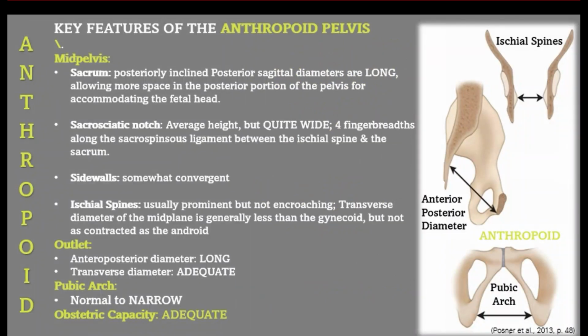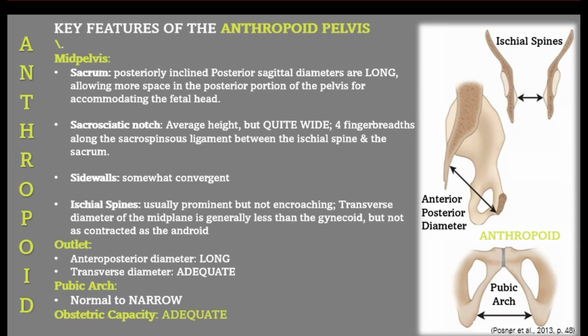Some key features of the anthropoid pelvis. In the mid-pelvis, we talked about the 4 diameters: the AP, transverse, posterior sagittal, and the anterior sagittal. The AP diameter is long, and the other 3 diameters are adequate. This is another good, roomy pelvis to have a baby. The sacrum is posteriorly inclined, and the posterior sagittal diameters are long throughout the pelvis, allowing more space in the posterior portion of the pelvis for accommodating the fetal head.